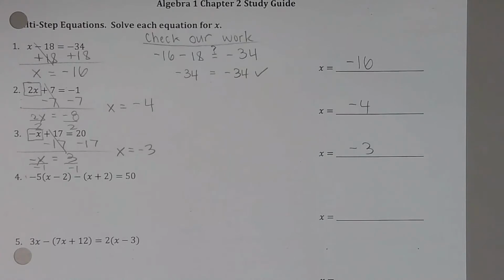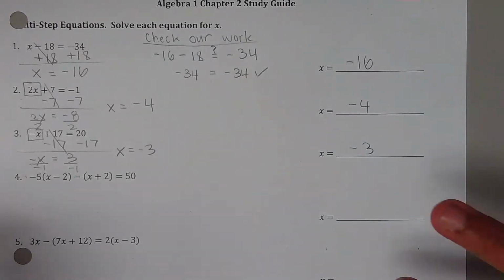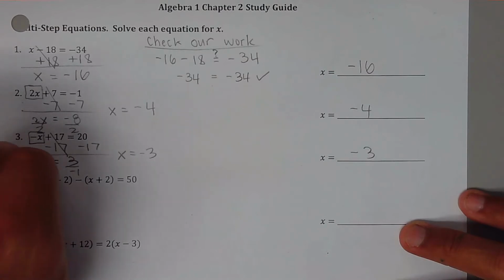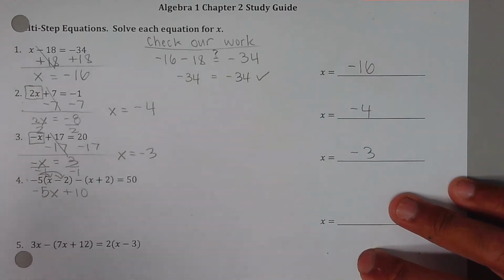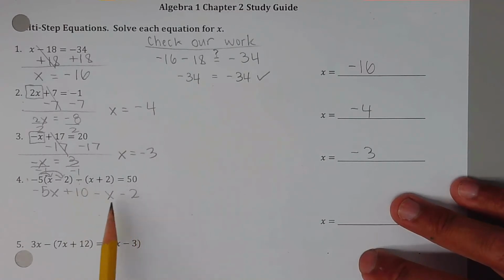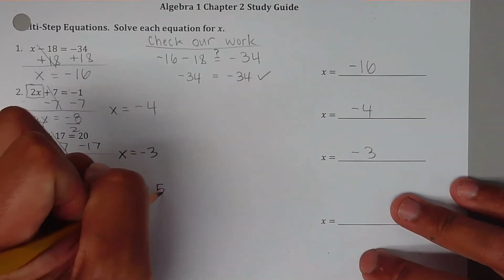All right, number 4. Getting a little bit tougher. We distribute this. We get negative 5, right? Distribute to both of these. Negative 5 times x is negative 5x. Negative 5 times negative 2 gives us positive 10. All right, and then we can think of distributing this negative 1. Negative 1 times x is negative x. Negative 1 times 2 is negative 2. Or an easier way to think about it, just flip the signs. This becomes a negative x. This becomes a negative 2. That's going to be equal to 50.